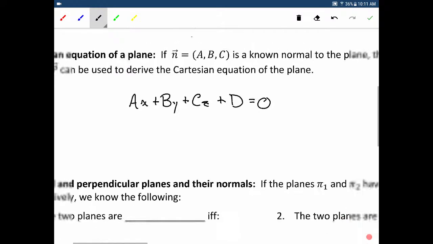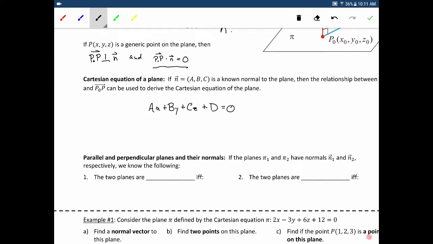Now you might think, but where does that D come from? That's where you're going to have to use that point, because the normal itself will only tell you the positioning of the plane. It won't tell you where it is, so you will need to use a point on the plane to determine that D value. So this equation is what's really important here. This is what it looks like when the normal is (A, B, C).